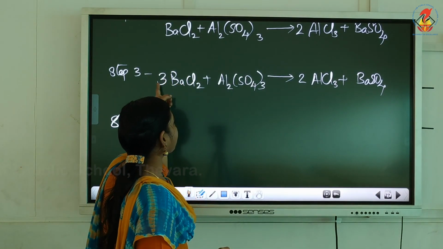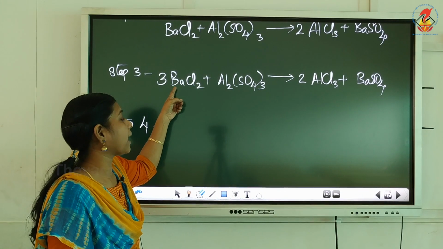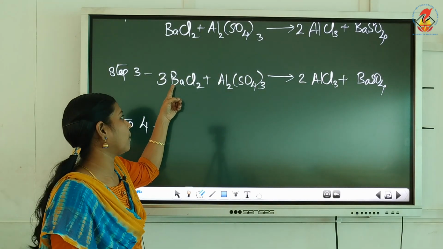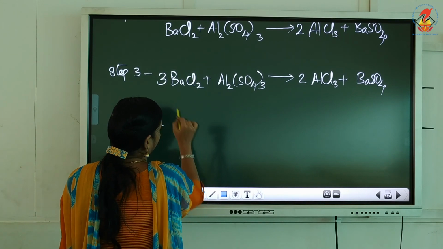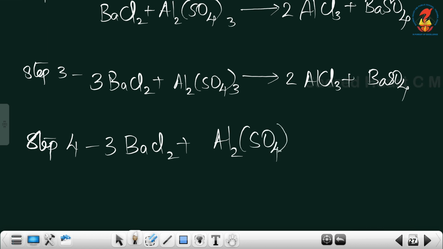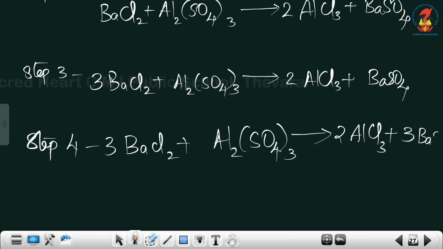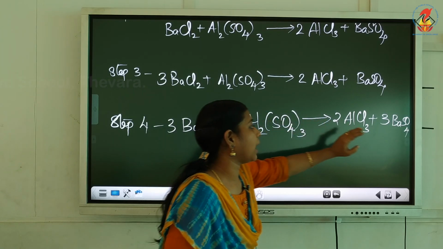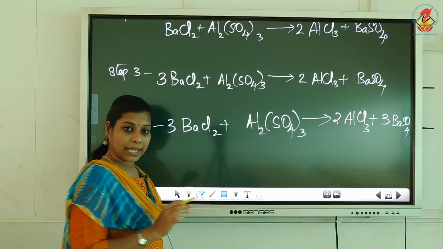So how can you make SO4 3? Now that we have equated chlorine, the number of barium has changed, so that also we have to equate. So our next step is to equate barium on the right side also. We can write BaCl2 plus Al2(SO4)3 gives 2AlCl3 plus BaSO4, and 3Ba is there on the left side, so on the right side also we have to multiply by 3: 3BaSO4. So aluminum, chlorine and barium, all those elements are now equal.